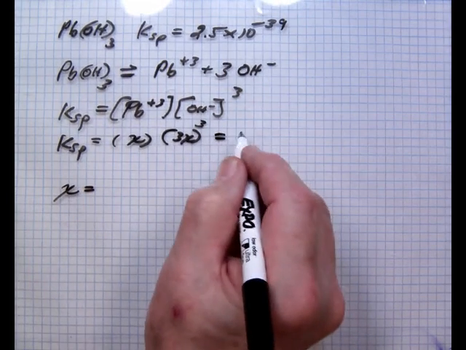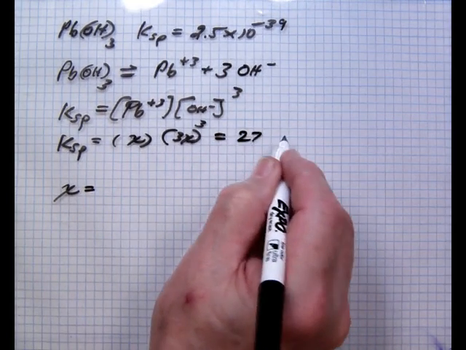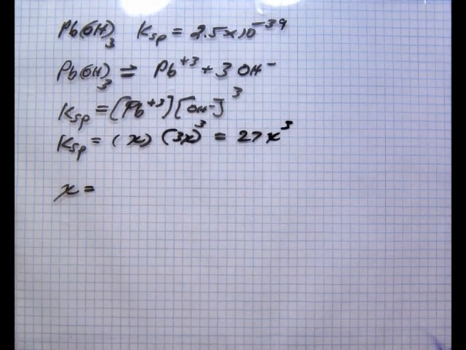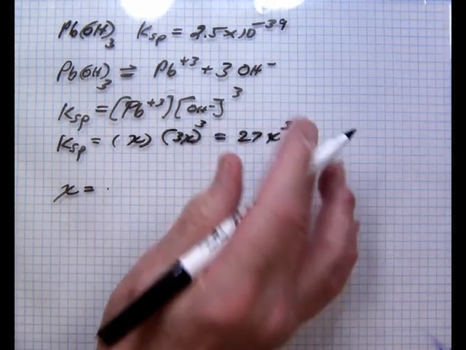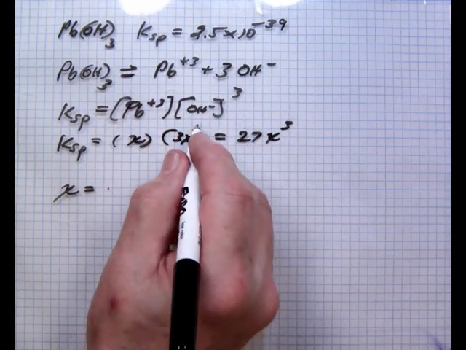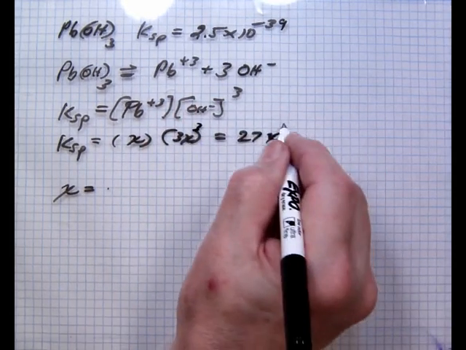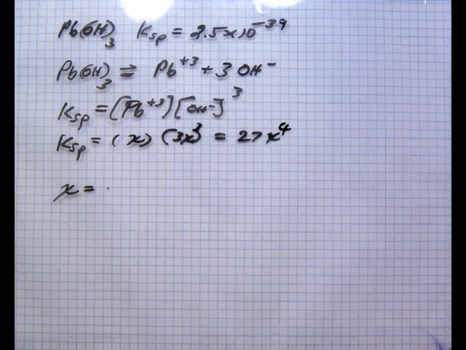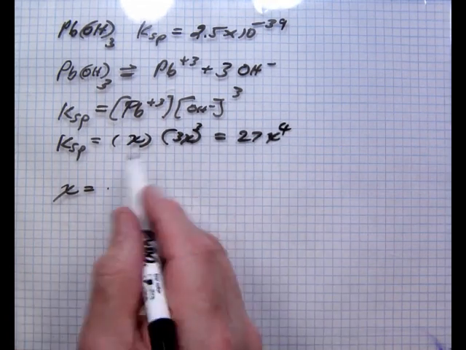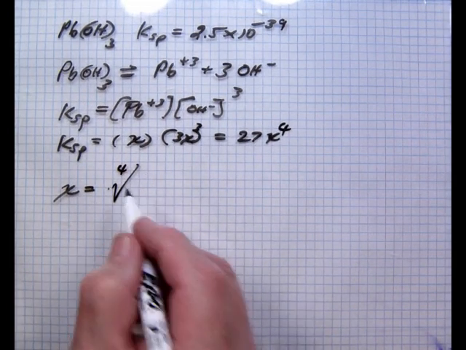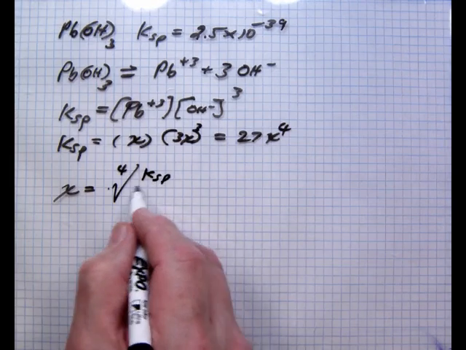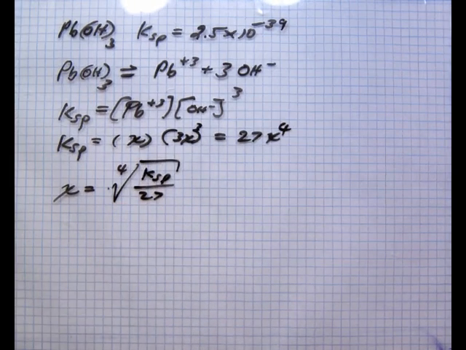Well, I'll go ahead and put this as 27X cubed. Okay. So now X is equal to what? X to the 4th. 1 and 3 is 4. They taught me that a long time ago. Anyway, the 4th root of Ksp over 27 will always be a 1 to 3 ionization.